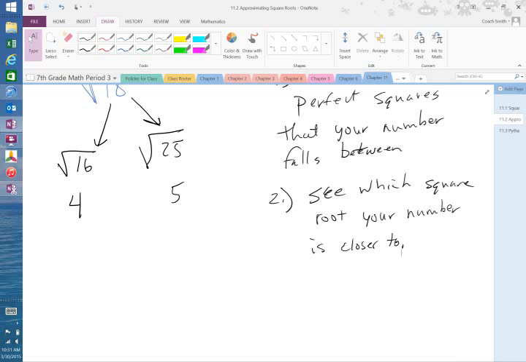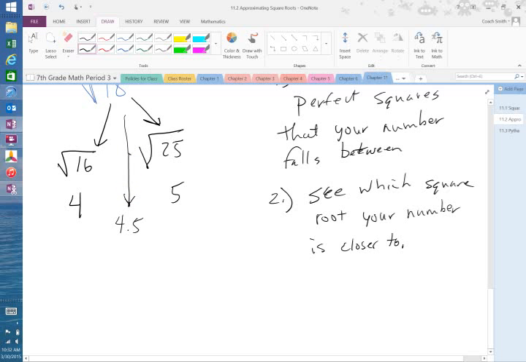Okay? So, what I want to look at then is the square root of 18 closer to the square root of 16 or closer to the square root of 25? So, is 18 closer to 16 or is it closer to 25? 16. It's only 2 away from 16. So, therefore, I know this. 4.5 is right in the middle.